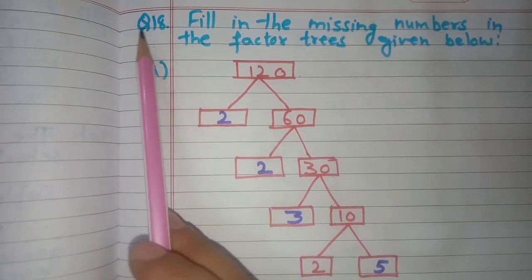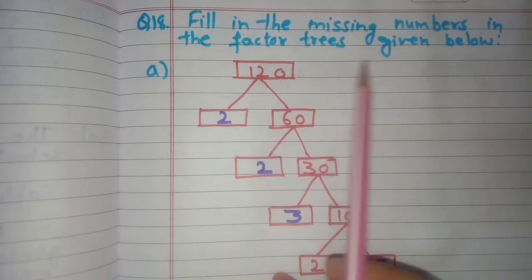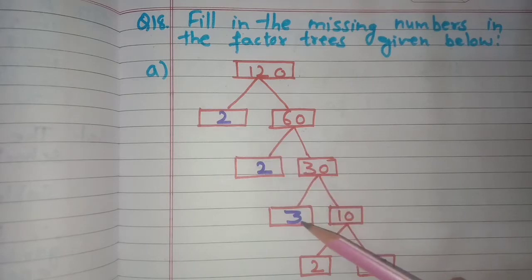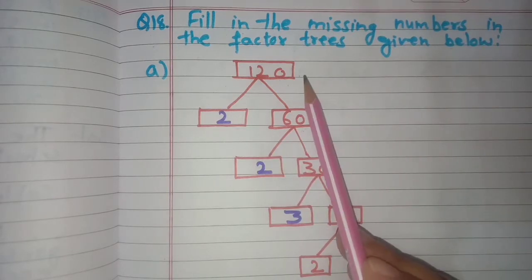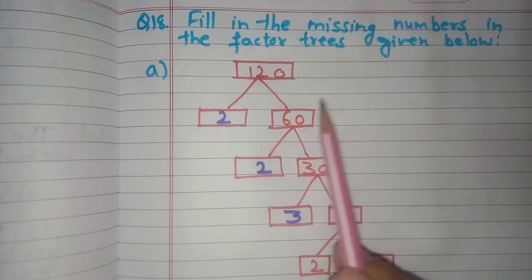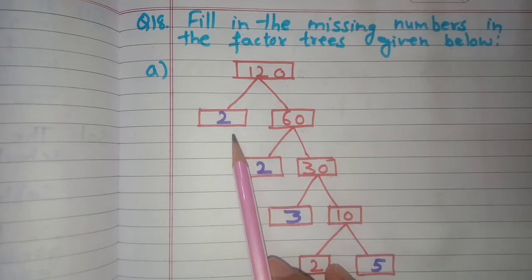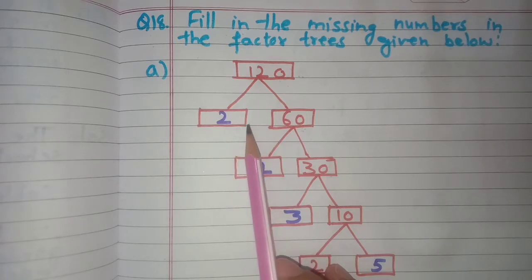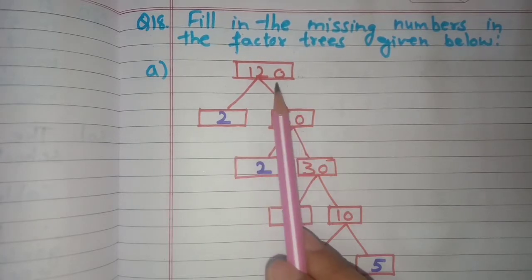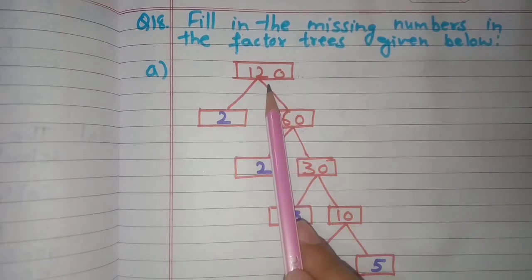Next is question number 18. Fill in the missing numbers in the factor trees given below. Now here factor trees are given and we need to fill the missing numbers. So first is 120. One of the factors of 120 is given and the other factor we need to find. But what will be that number? That number will be the number that, when we multiply it by 60, the answer should be 120. So it is 2, because 2 into 60 will give us 120.